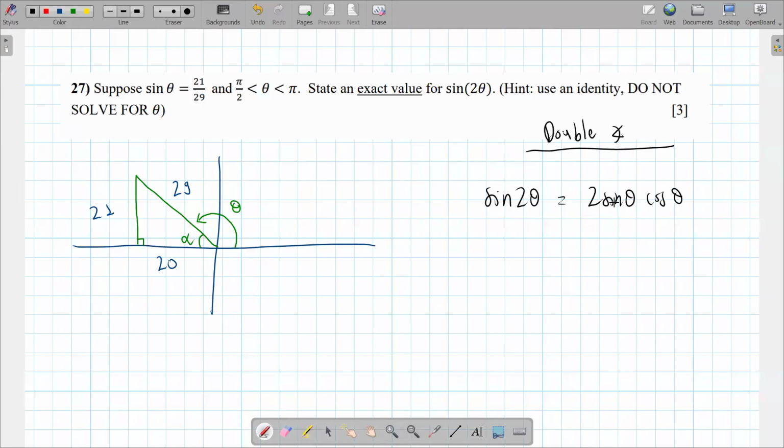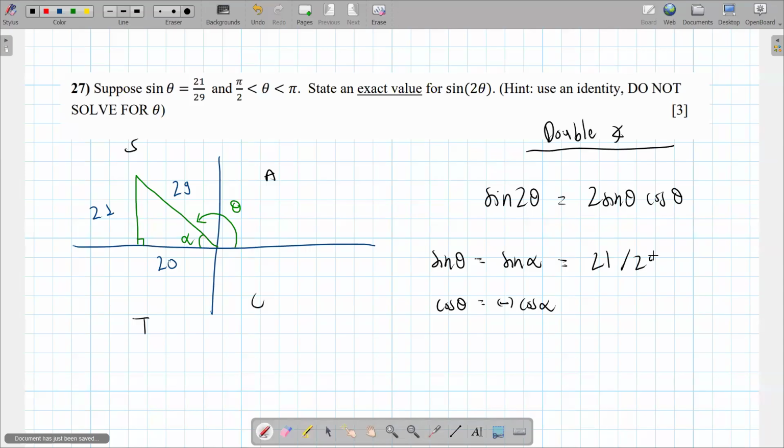Now we're just going to go into this formula. Sine theta. So again, CAST rule, C-A-S-T. Sine theta is the exact same thing as sine alpha. On the other hand, cos theta is negative in quadrant 2, so it's the exact same thing as negative cos alpha. So sine alpha, again, I'm looking at the triangle, was also given in the question, 21 over 29. Cos alpha is going to be negative 20 over 29.